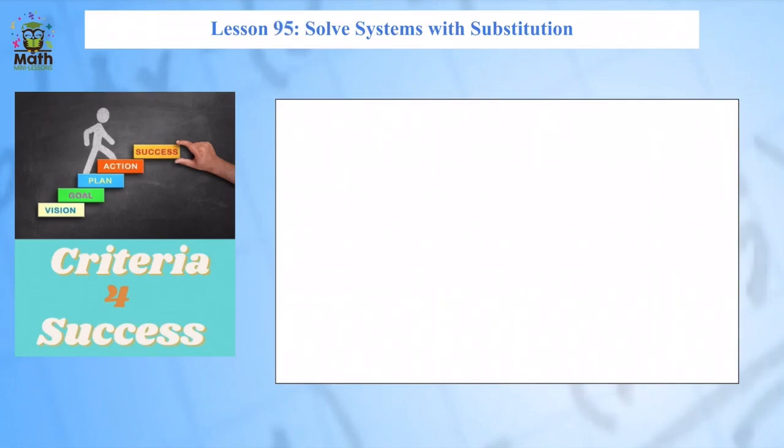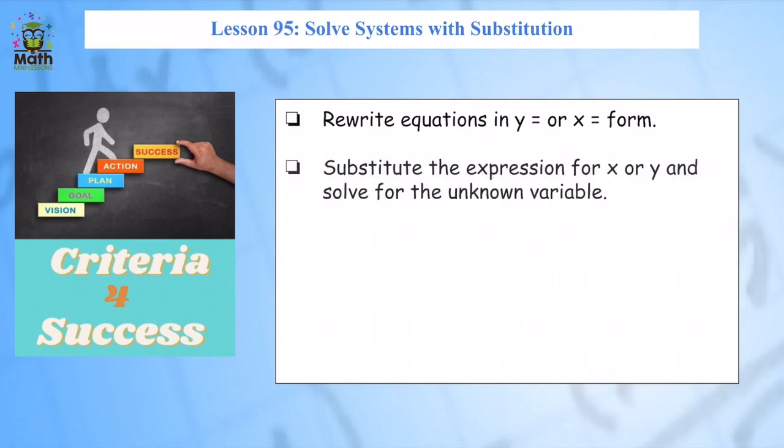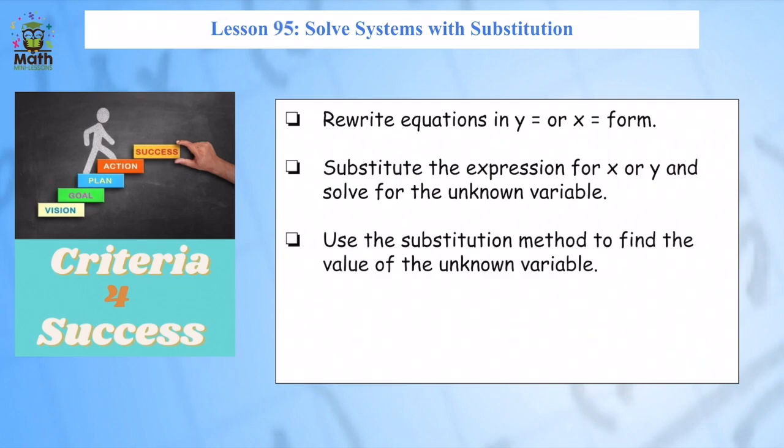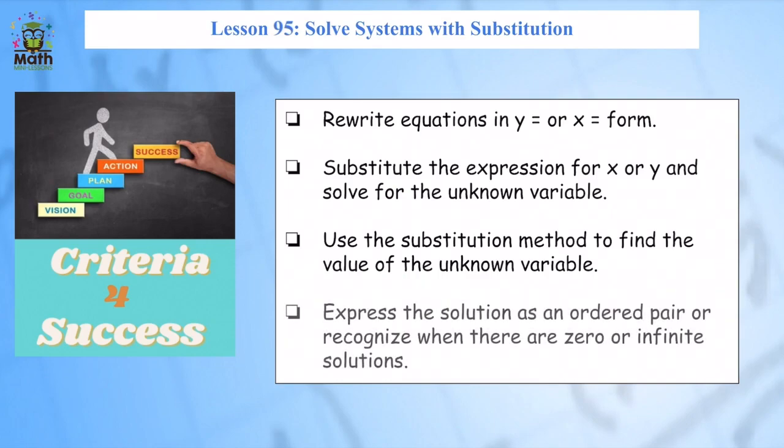Welcome to lesson 95. We're going to do another algebraic strategy, substitution. In this model lesson, make sure you know how to rewrite equations in either y equals or x equals form. That way you can substitute that entire expression for x or y and solve for the unknown variable. Another important skill: you can use the substitution method to find any unknown variable. Once you find x or y, you can substitute to find the other variable and express the solution as an ordered pair, or recognize when there are zero or infinite solutions.